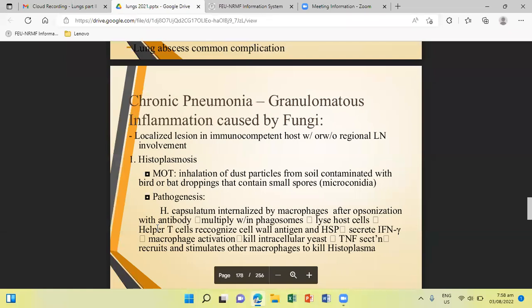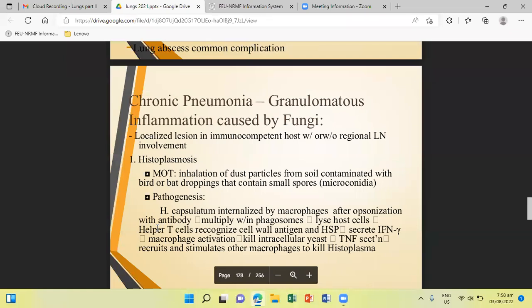Histoplasmosis transmission is caused by dust particles from soil contaminated with bird or bat droppings that contain small spores or microconidia. These are again engulfed by your macrophages. There are also other agents that are implicated.